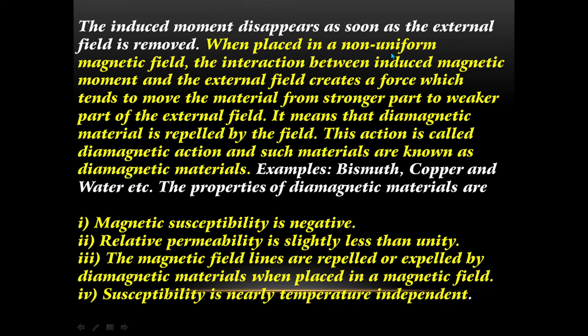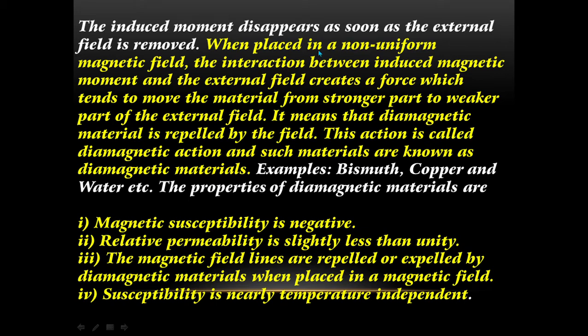When placed in a non-uniform magnetic field, what happens? The interaction between the induced magnetic moment and the external field creates a force which tends to move the material from the stronger part to the weaker part of the external field. This is a very, very important point: stronger part to weaker part of the external field.